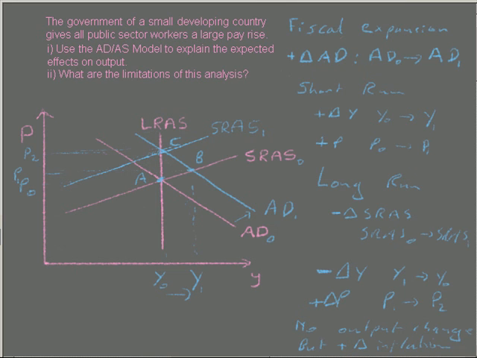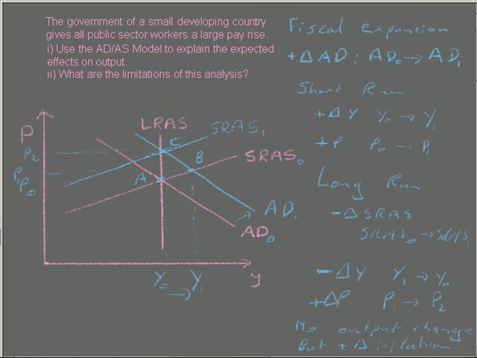Now, what about the limitations of this analysis? Well, it doesn't have the limitations of the others in it. It is allowing things to vary, so prices are allowed to vary, interest rates are allowed to vary. There's this nice distinction between short and long run, so we're not assuming that things are fixed. So really, in a sense, it's more powerful than the other ones.